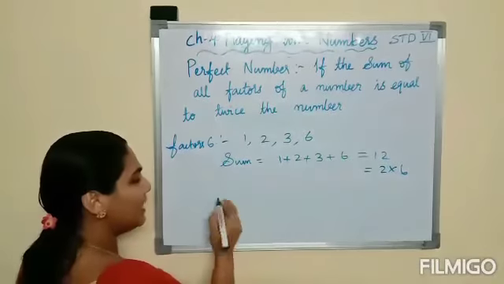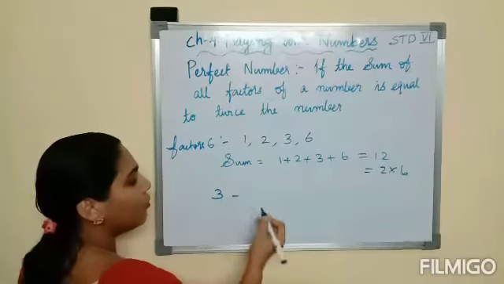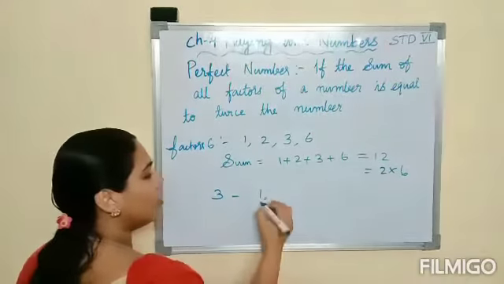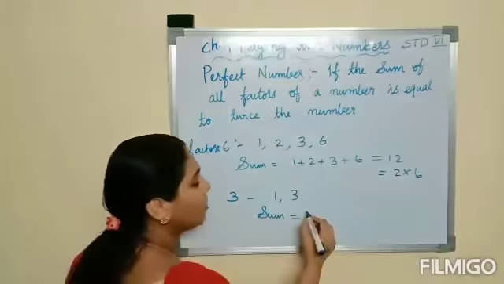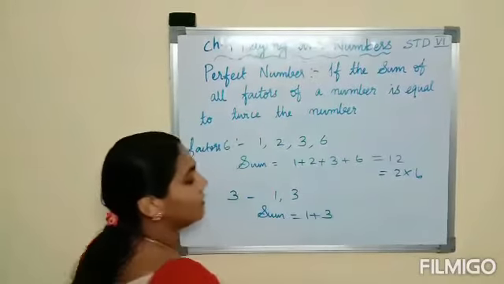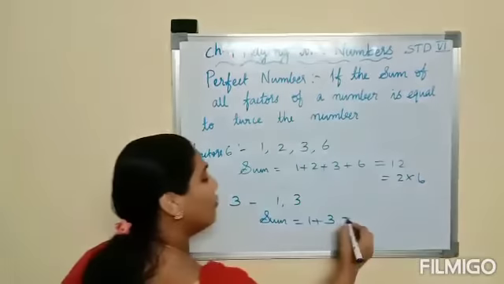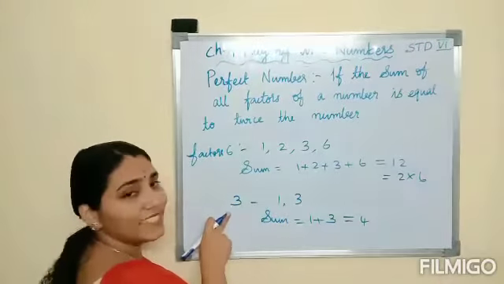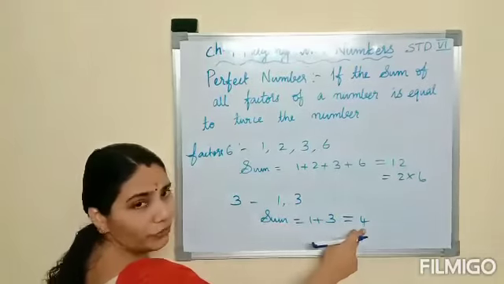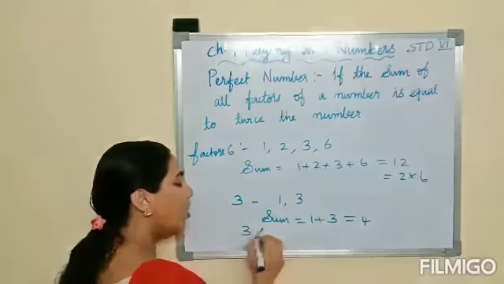We are taking another example. If you are taking the number 3, what are the factors of 3? 1, 3 are the factors. And finding the sum of these factors, what is that? 1 plus 3 is equal to 4. And it is not twice of 3, is it? Twice of 3 is what? 6. So we got 4 only here. So 3 is not perfect.